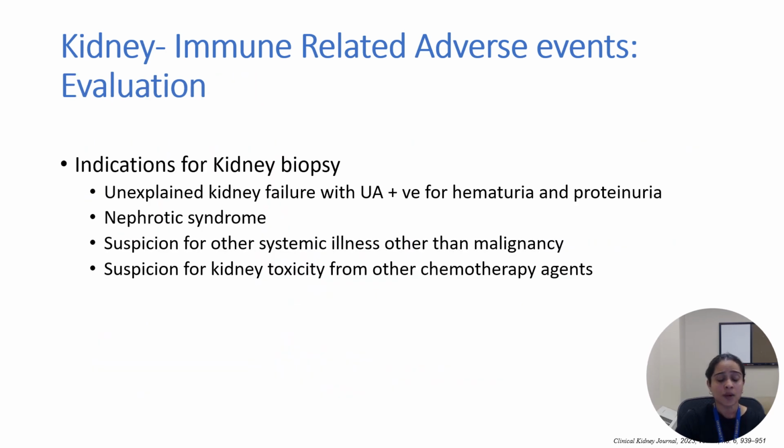Now, when does one need to biopsy a patient with immune checkpoint-related kidney injury? When you have an unexplained kidney failure with a positive UA for hematuria or proteinuria, or nephrotic syndrome, or suspicion for systemic illness other than malignancy like lupus, ANCA-vasculitis, and other forms of vasculitis, or if your suspicion is for a kidney toxicity related to other chemotherapy agents, and thus you would want to know that ahead of time to prevent further usage of such medications.